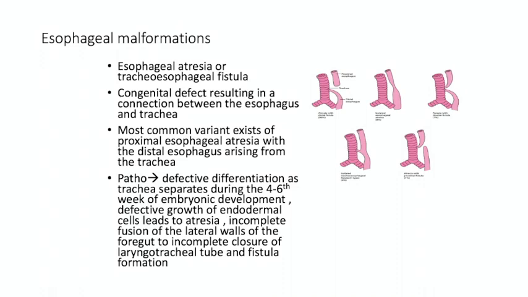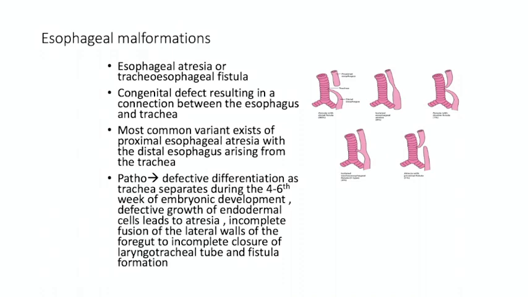Esophageal malformations, so these are usually congenital. They are a very common variant in the proximal and distal that arise from the trachea, and I have some pictures here for you to see what they are.